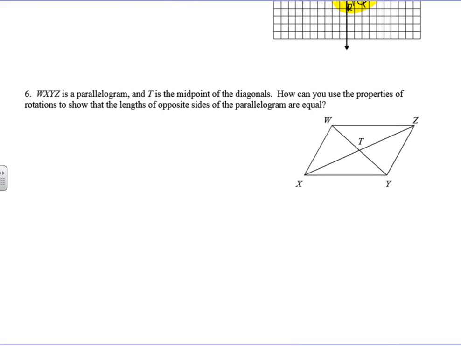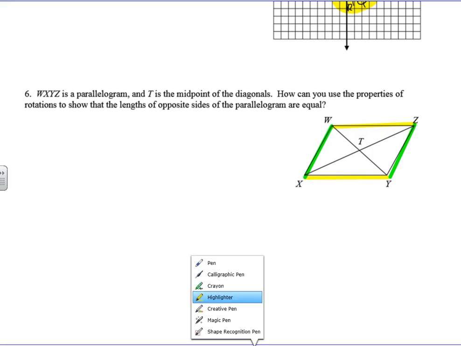WXYZ is a parallelogram and T is the midpoint of the diagonals. How can you use the properties of rotation to show that the lengths of opposite sides of a parallelogram are equal? Okay, so I'm going to highlight here, and then we've got the sides. Well, what would happen here if we rotate it? If you just picked this up and you turned it upside down, which would be a rotation of 180 degrees.